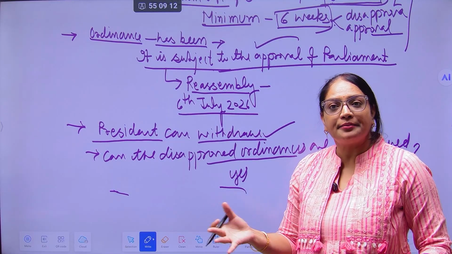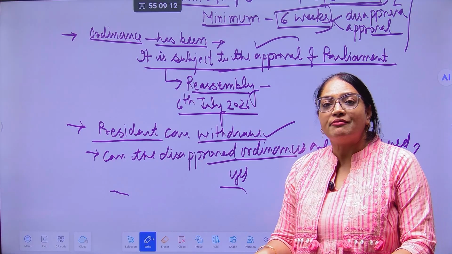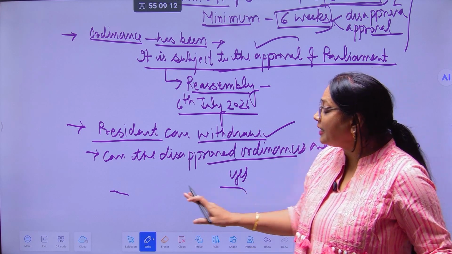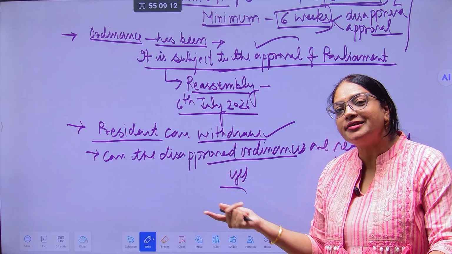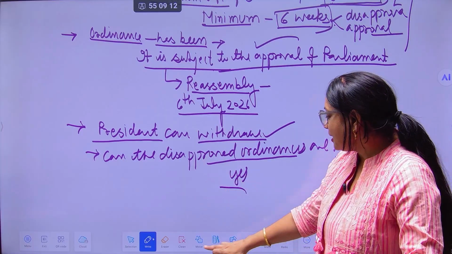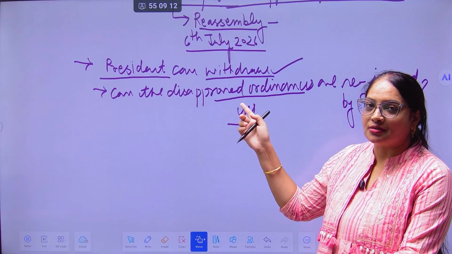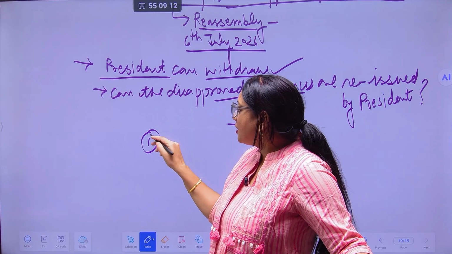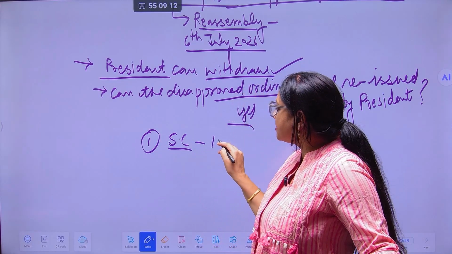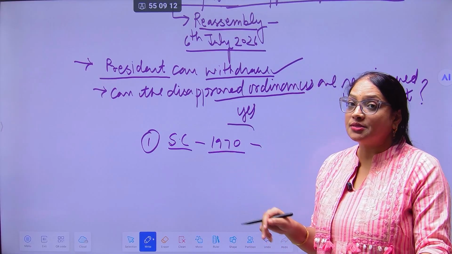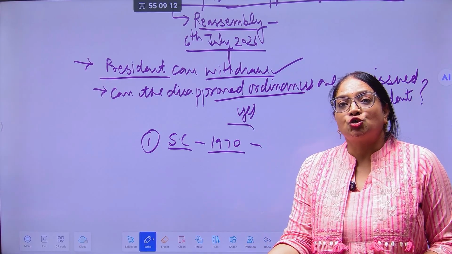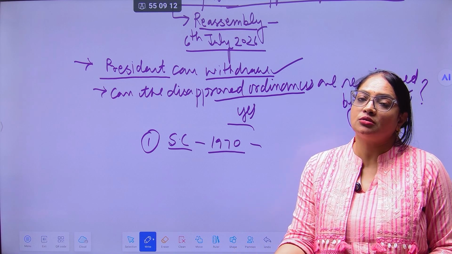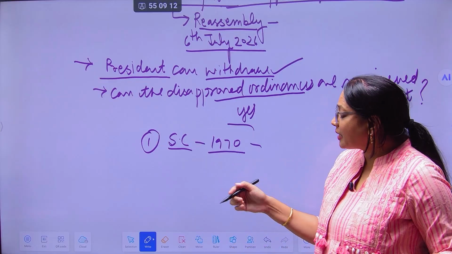And again I am telling you that the power to promulgate an ordinance is subject to judicial review, mainly from 1970. So what is the judicial intervention here? I'm just describing what the judicial intervention is regarding this power of ordinance. The first thing is the Supreme Court's view in the 1970 case. It has been said that ordinance issuance is subject to judicial review, and it can be challenged in the Supreme Court on the ground of malafide, right?